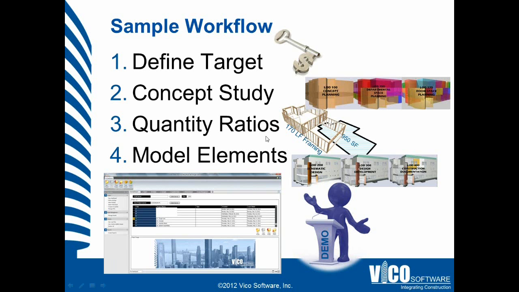And then we're going to use some quantity ratios in an area of the building that we know is similar to a building that we've mined, or at least 3 buildings that we've mined previous quantities from. And then we will show replacing the massing study information with the model elements that are coming from the design team.